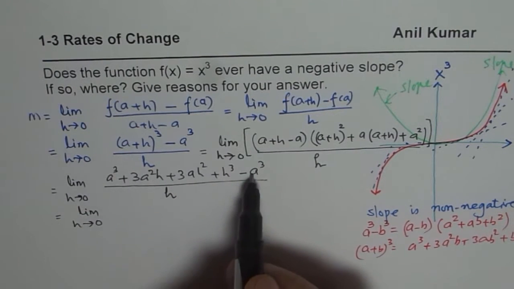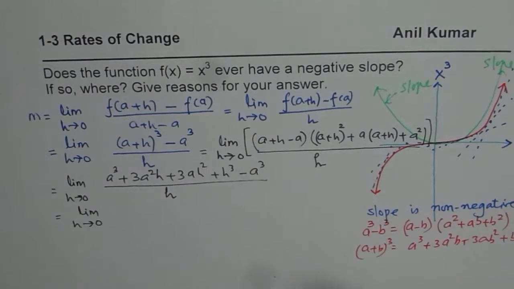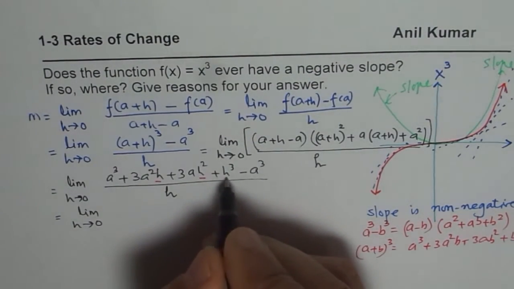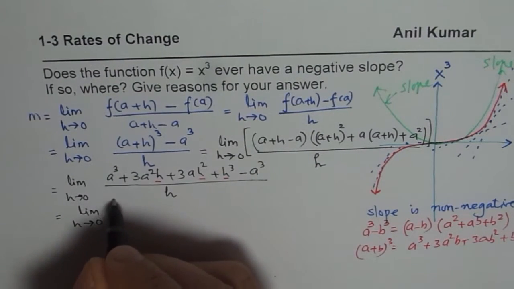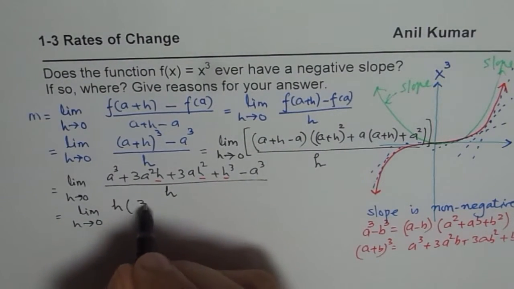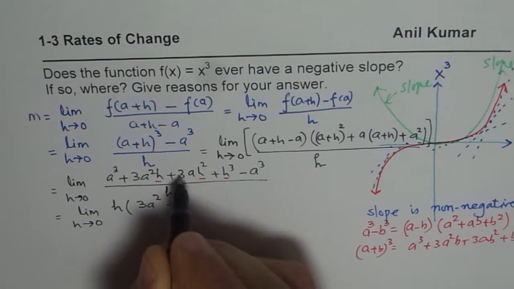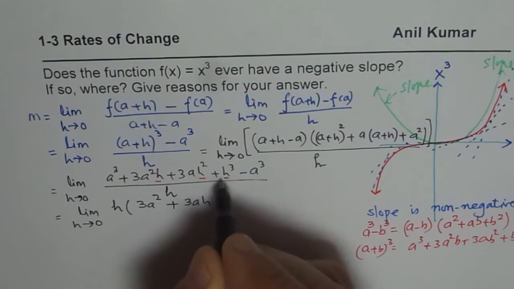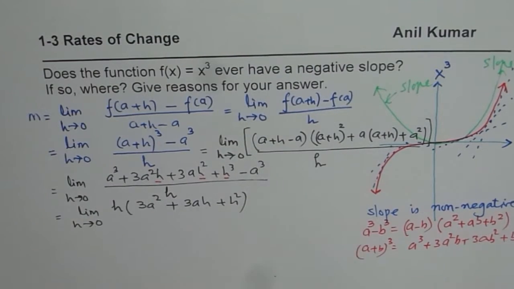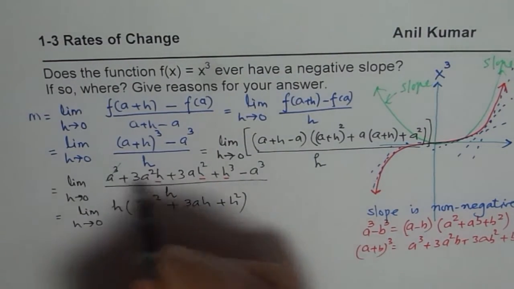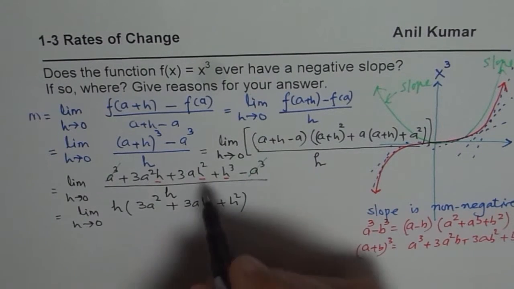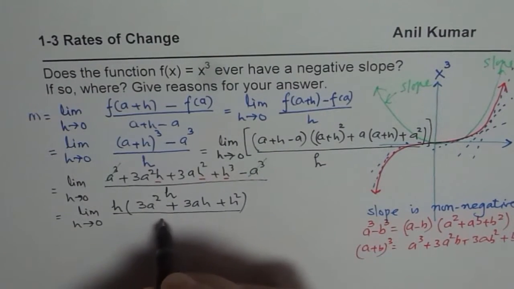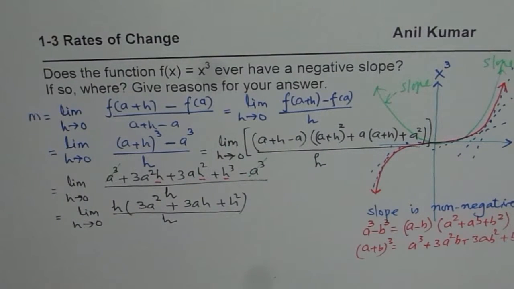Now a cube minus a cube is 0. So we are left with these three terms, and in each term you find h as a common factor, right? So I'll factor out h. I have factored out h. I'm left with 3a square plus 3ah plus h square. Perfect. You observe that a cube minus a cube is 0, right? So I'm just crossing it out to make it absolutely clear what we did at this stage. Over h. Now h over h, that could be simplified, right?